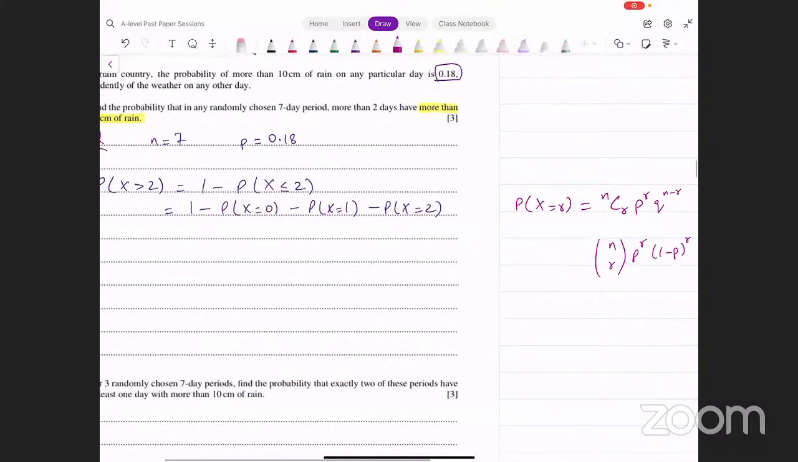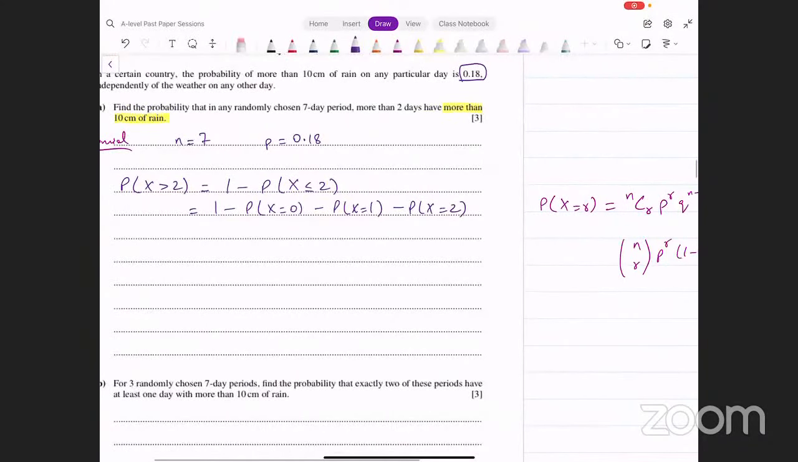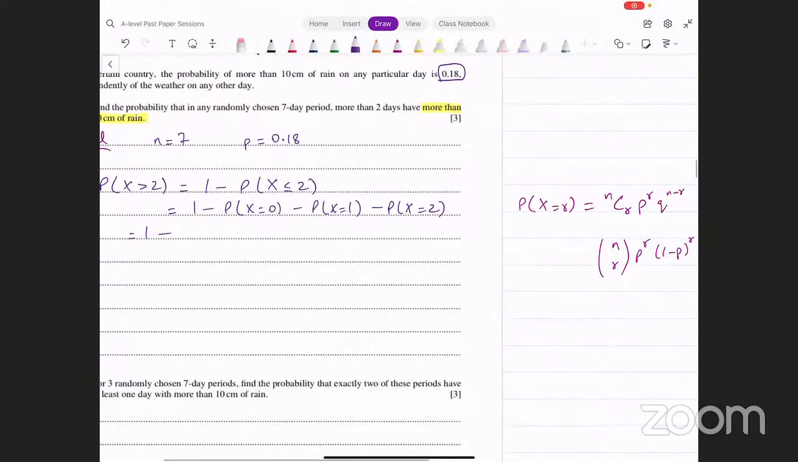You have to use that formula in each of these cases. क्या करें आप, formula के अंदर values input कर दें. We've got 1 minus probability of x equals 0. That's going to be nCr. n की value क्या है, 7. r की जगह पे यहाँ पे क्या आ रहा है, 0. 7C0 into p raised to power r. p is 0.18 whole raised to power 0 into q.